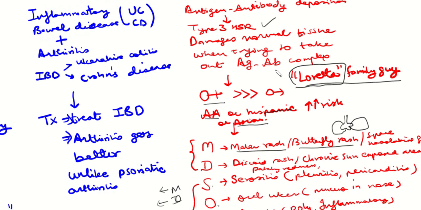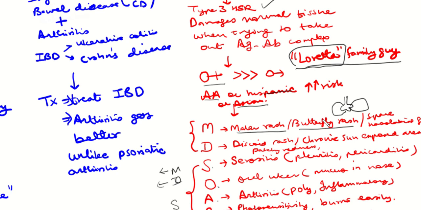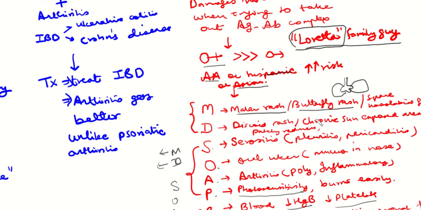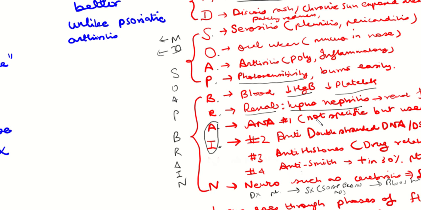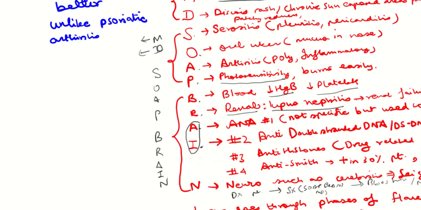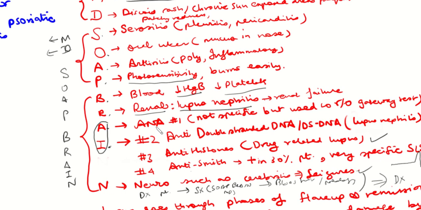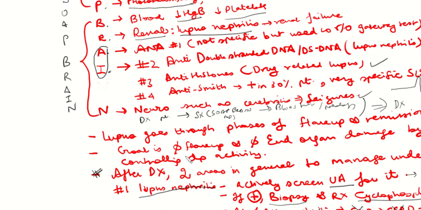Patients, Loretta would be the prototype from Family Guy, and female minority. And then MD Soap-Brain would give you some of the symptoms you're seeing in there, with your diagnostic tests as ANA and anti-Smith. Anti-Smith is more specific than ANA, antihistone for drug-related lupus, and anti-double-stranded DNA for lupus nephritis. Right?